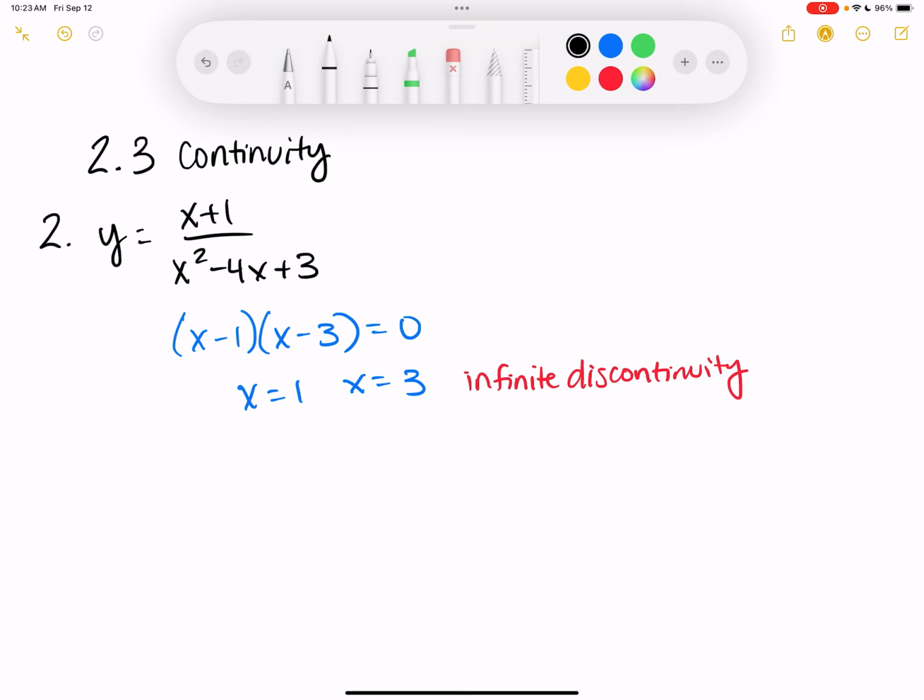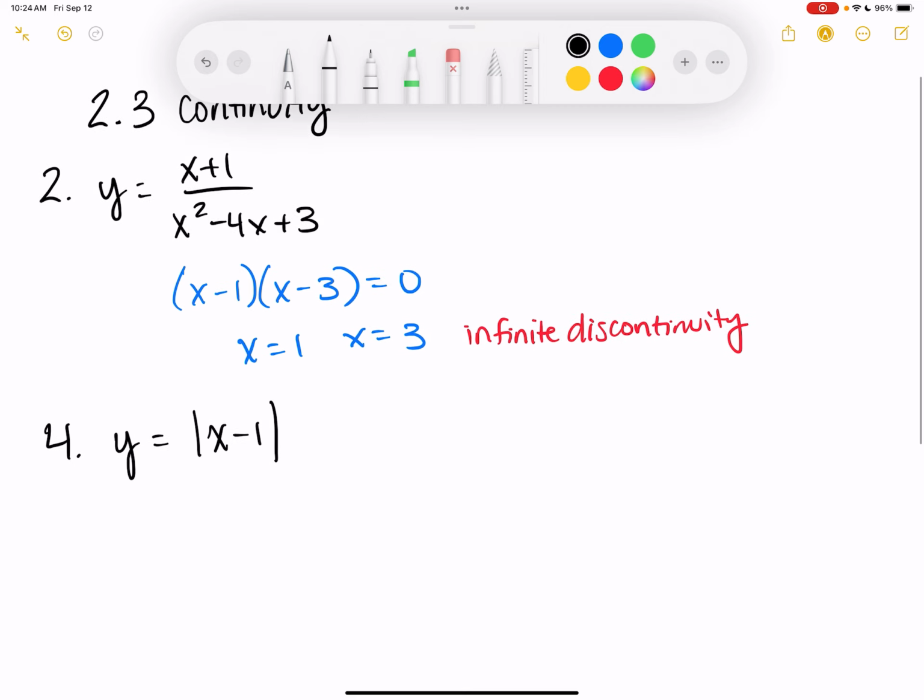Number 4, y equals the absolute value of x minus 1. Some of these you just need to know roughly what the graph looks like. The absolute value graph is a V. Is there anywhere that the graph doesn't exist, or any issue points? It goes on to infinity. Obviously it doesn't cover all y values, but x values are what we're looking at, and it covers all the x values. So this one does not have any discontinuities, and that's all these ones are asking us for.